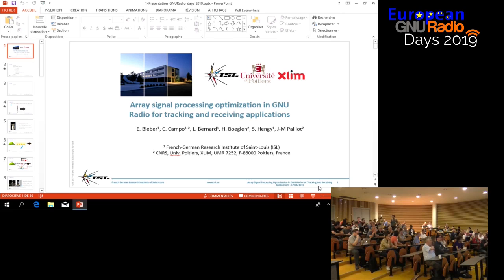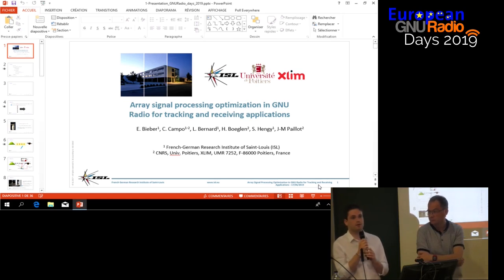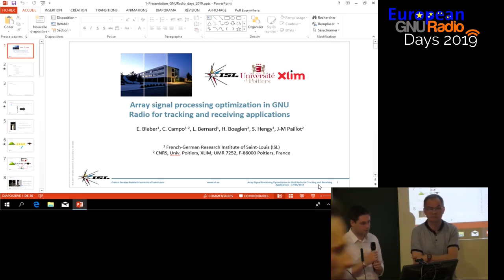I have one question regarding the USRPs. Did you sync them somehow, like the oscillators, or not at all? Yes, we used two USRPs that we synchronized using an octoclock with PPS and 10 megahertz reference, and that octoclock was fed using a GPS signal. Okay, thanks.